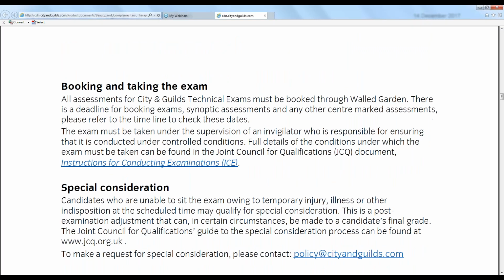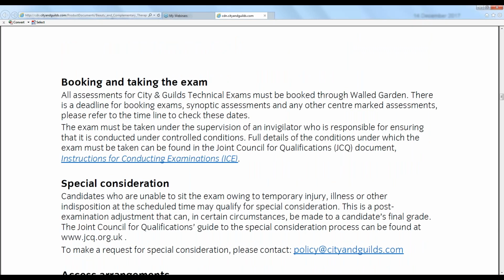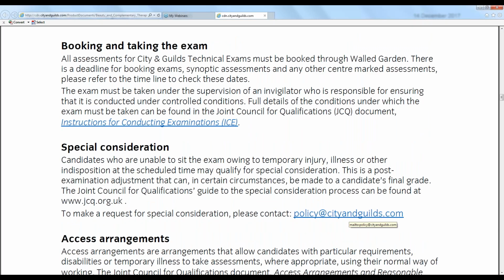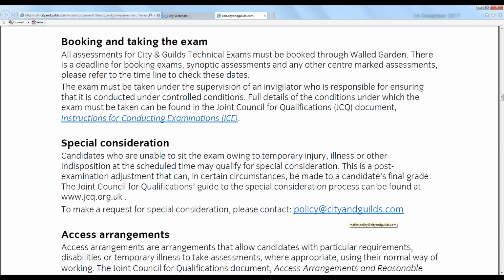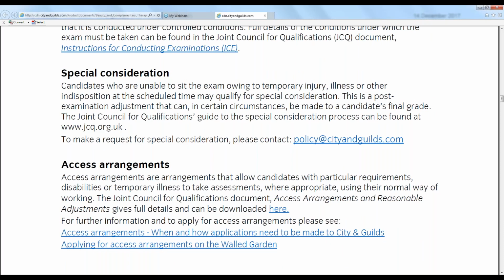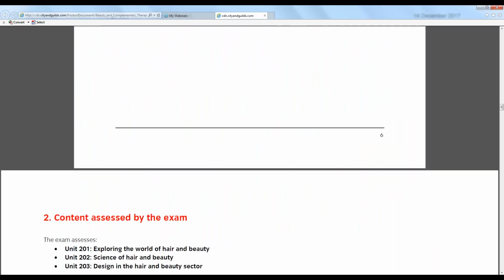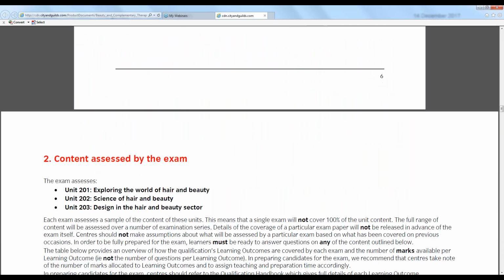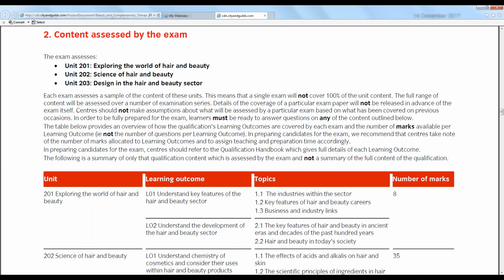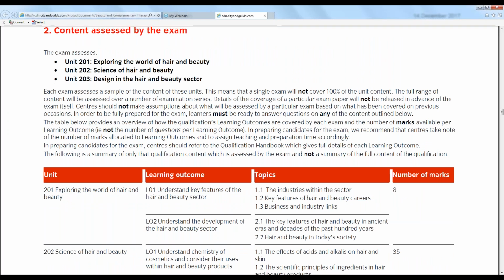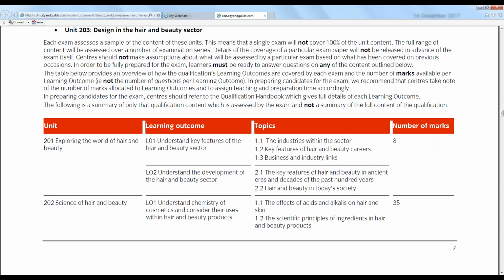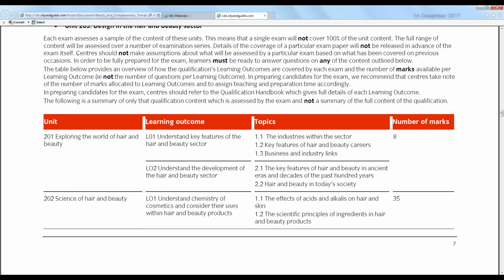It goes into booking and taking the exam. Now, this is obviously any exam concessions if you've got any access to assessment learners that need extra time or extra support. It goes into the details there for you. Then we're going to get on to the content of the exam. So we know it's going to cover across Unit 201, 202 and 203. As I say, it goes into each learning outcome and how they are weighted for each learning outcome and how many marks.